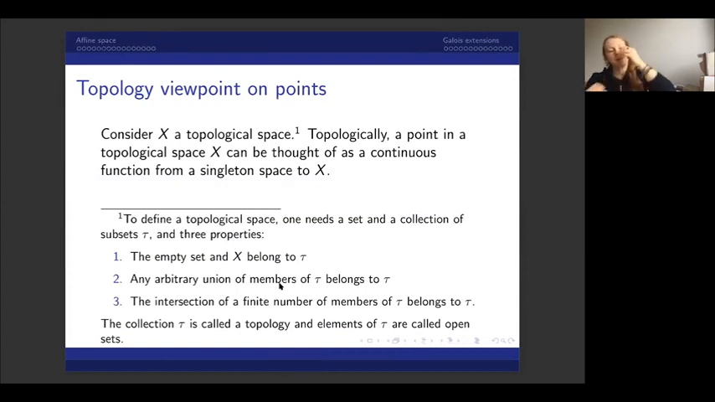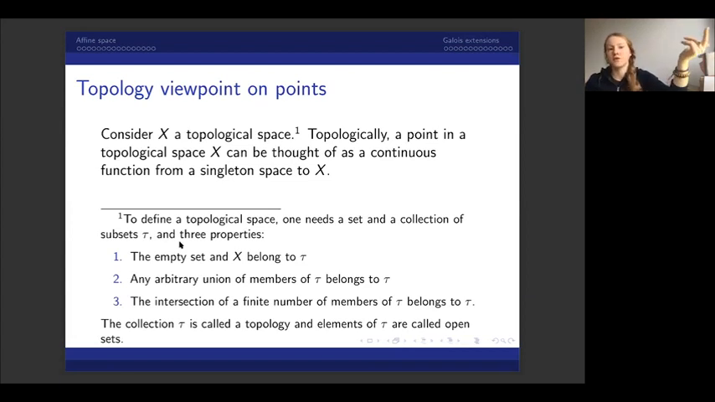And finally, the topological viewpoint on points. If you have a topological space, a point in this topological space can be thought of as a continuous function from a singleton space to X. Now, if you don't remember what a topological space is, I have made a definition here. To define a topological space, you just need two things: a set X and a collection of subsets, which I call tau. And now that you have these two objects, you have three properties.